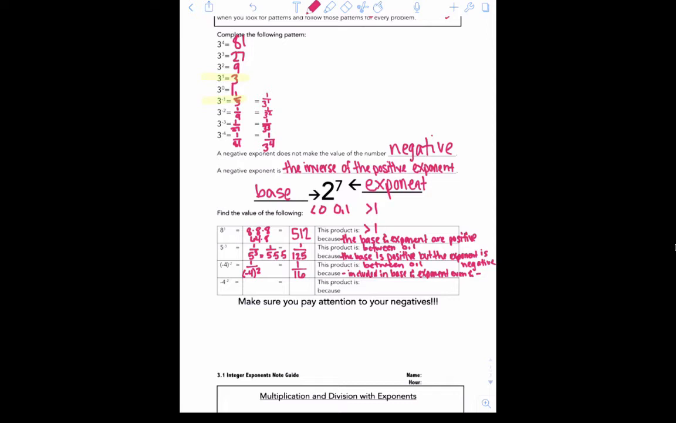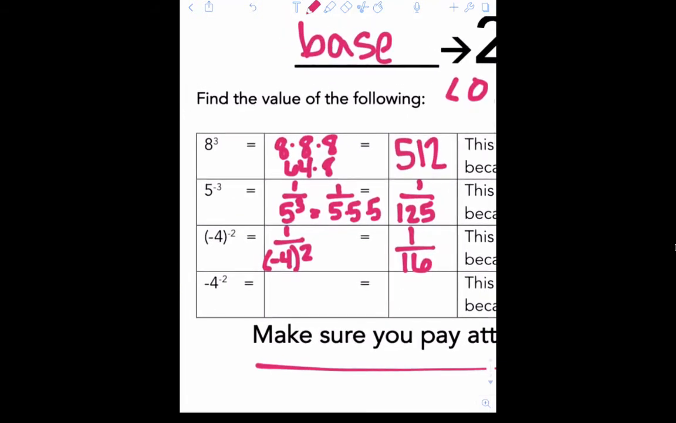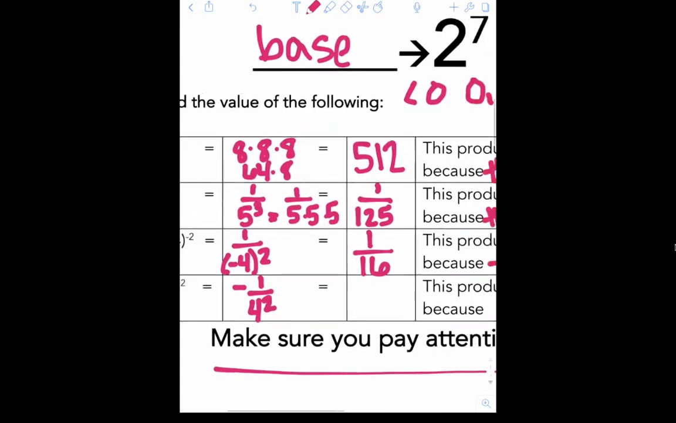All right, now we have negative 4 to the negative second, but this is not a friendly exponent. The negative is not included, so you need to make sure you're very careful when you're working on these problems. Make sure you pay attention to your negatives. All right, so our exponent is negative, which means it creates an inverse. So we have negative 1 over 4 to the positive second. 4 to the second is 16, so this value is negative 1 over 16.